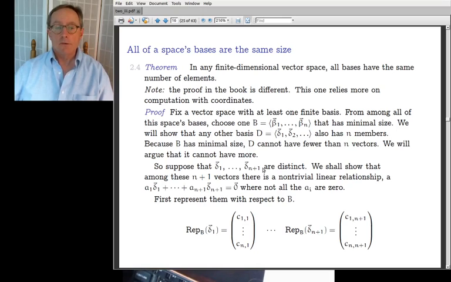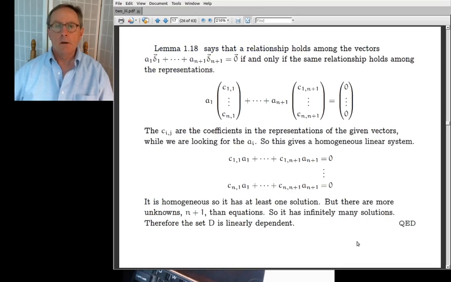Here we go. We set off. So the first thing you do is you take the deltas and you represent them with respect to B. When you represent the deltas with respect to B, you get some numbers, C11 through Cn1, all, I don't know, 5, 3 halves, minus 7, sort of stuff, and all the way out to delta n plus 1, you get all these numbers.